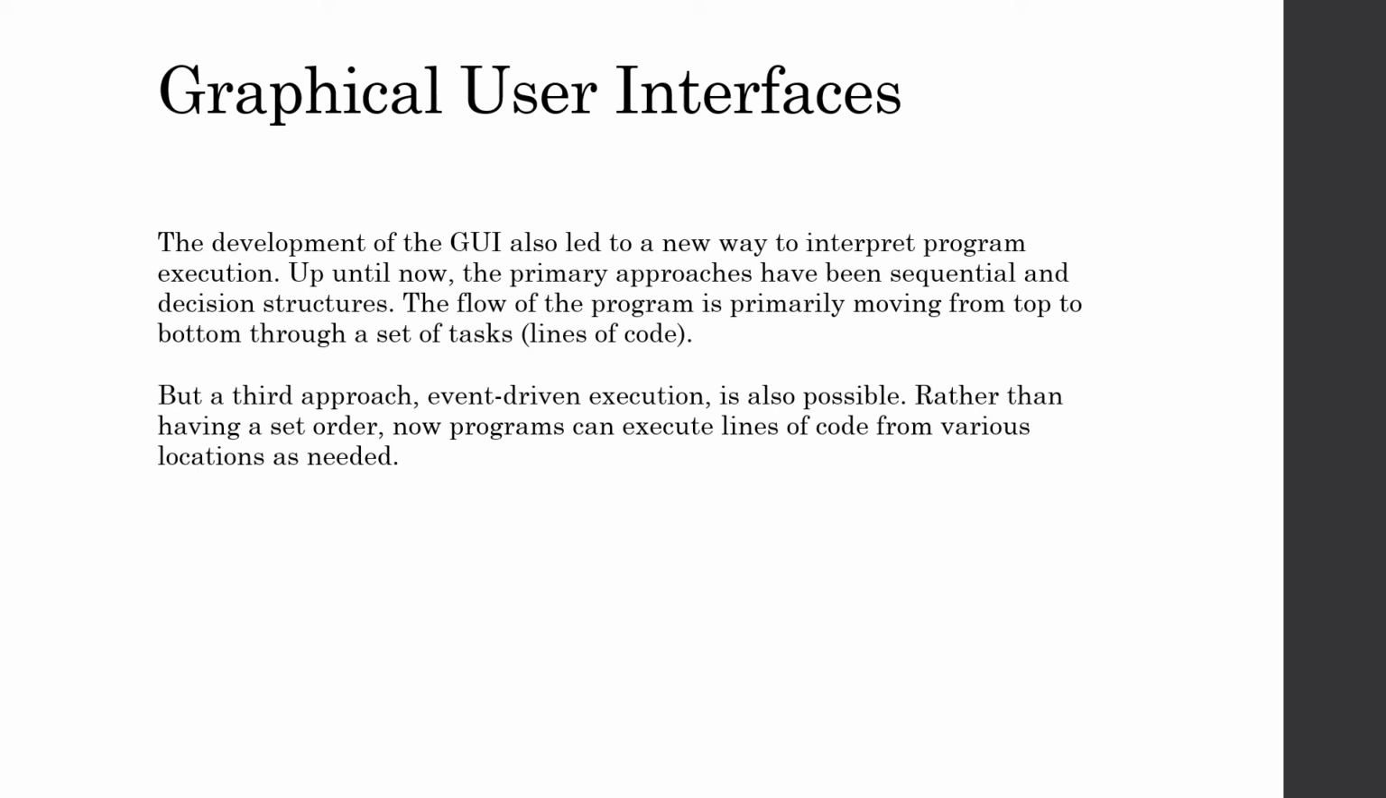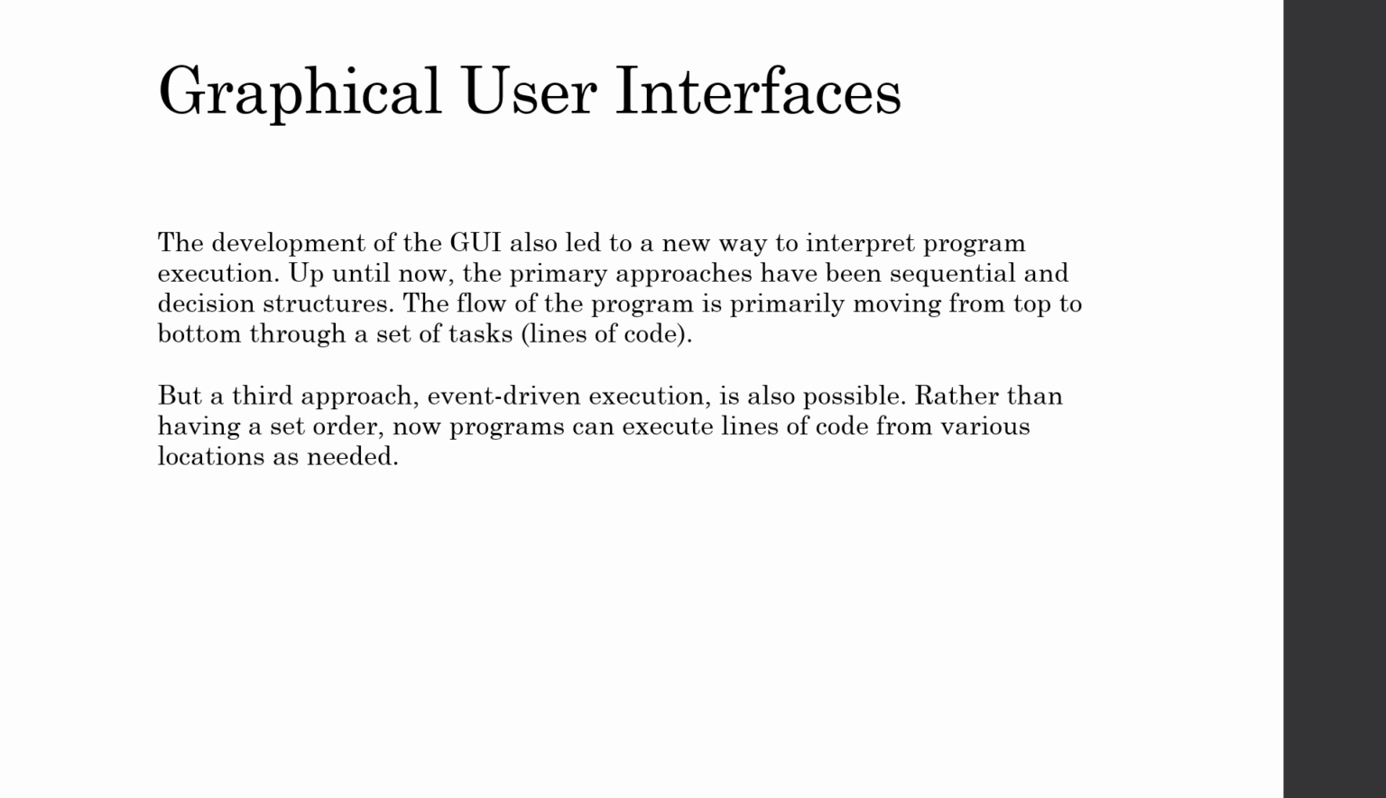But there's also a third approach, which is what is known as event-driven execution. Through GUI-based applications, this event-driven execution is now possible as well. So rather than having some set order, say like top to bottom, now your programs can actually execute lines of code from various locations as needed. So the general idea about this is, say for example with a typical GUI application, you're probably going to open up a window of some kind that will consist of, say maybe a form, it's going to have a couple of labels telling you what everything means. You might have some text fields where you're going to type in some input, and then some buttons you'll click to perform some kind of action.